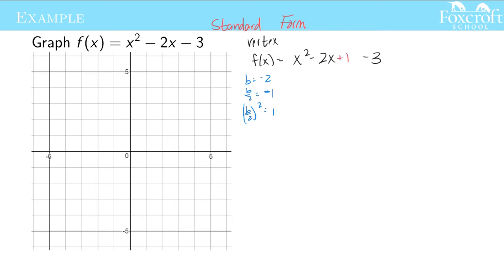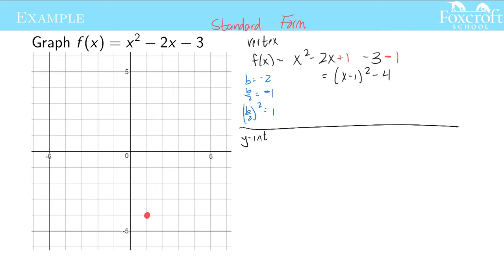Remember, since we're working with function notation, if we add 1, we also have to subtract 1, so we don't actually change the function we're talking about. Those first 3 terms become (x minus 1) squared. And those last 2 terms, negative 3 and negative 1, become minus 4. So that tells me my vertex is going to be at (1, negative 4). So that's my vertex down there.